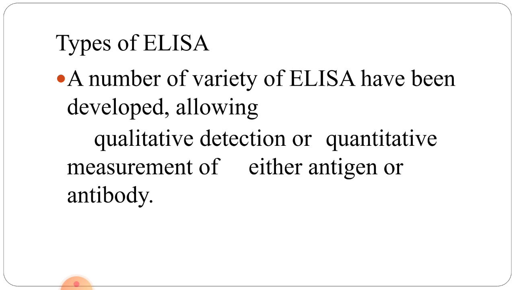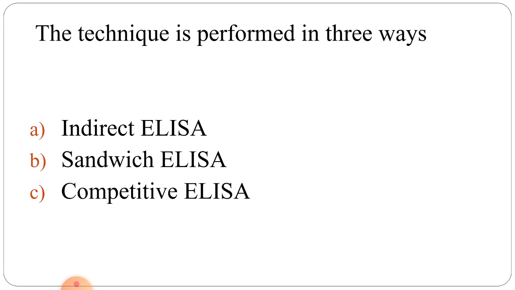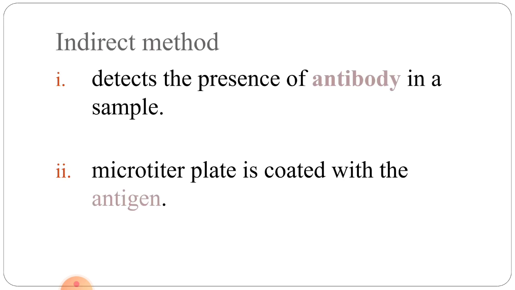Types of ELISA. A variety of ELISA have been developed, allowing qualitative detection or quantitative measurement of either antigen or antibody. The technique is performed in 3 ways: indirect ELISA, sandwich ELISA and competitive ELISA.